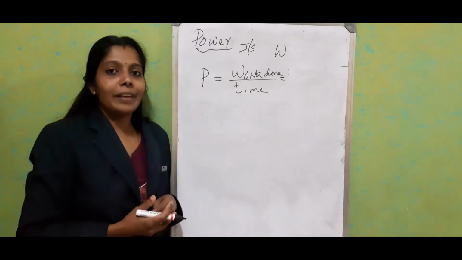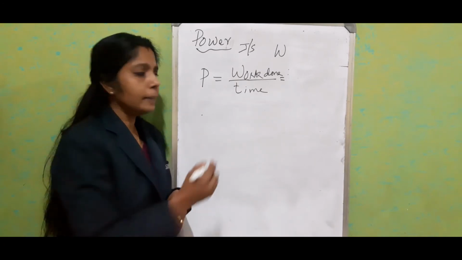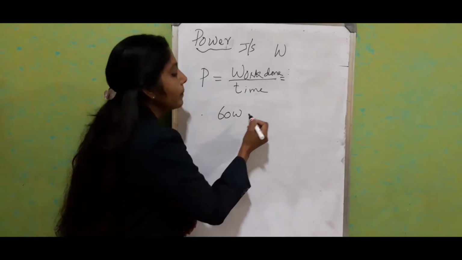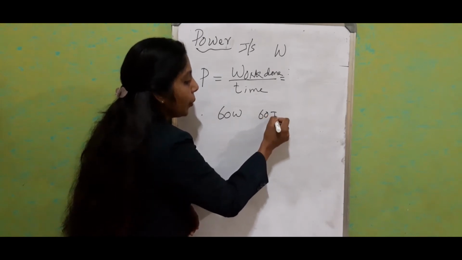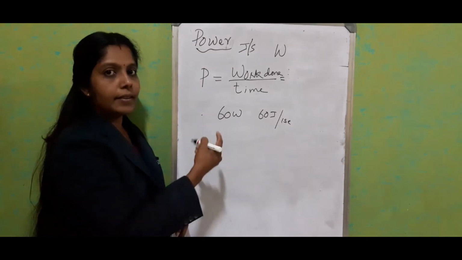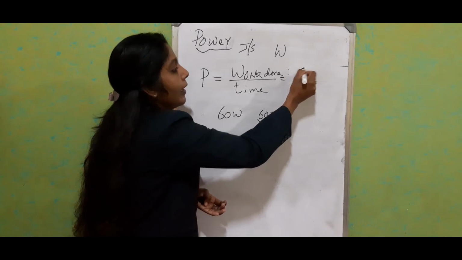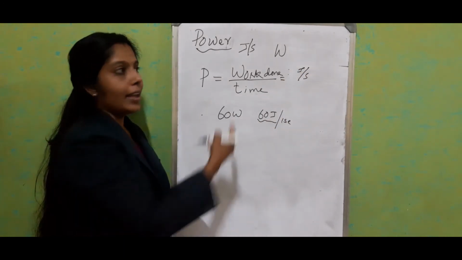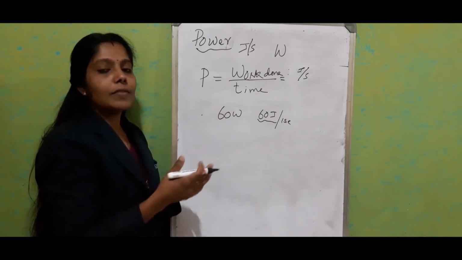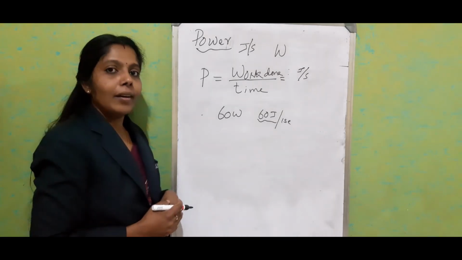We always mention the power of a bulb in watts, 100 watts, 60 watts. What does it mean? If it is a 60 watt bulb, it means that 60 joule of energy is consumed in 1 second. Joule per second, so that's why we always get the value as 60 watts.